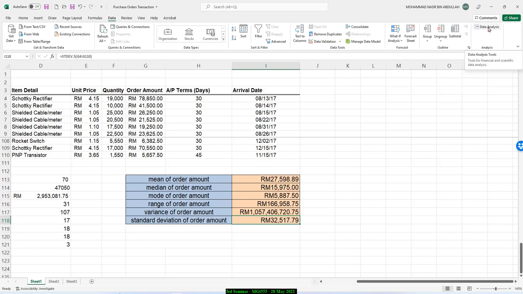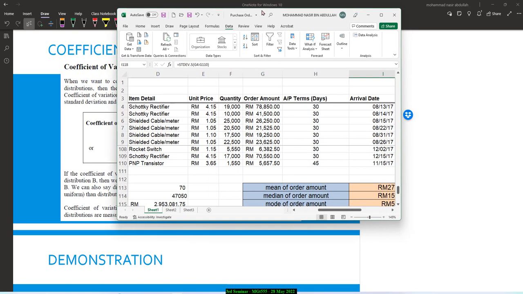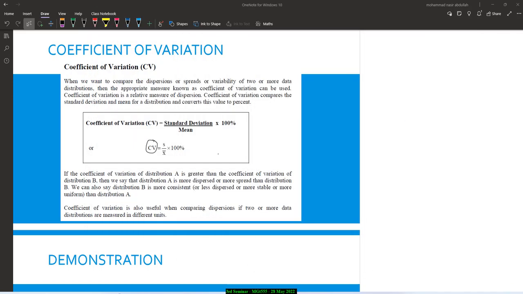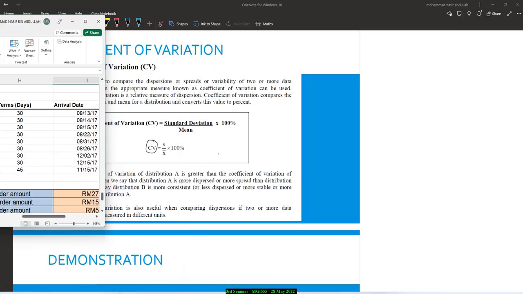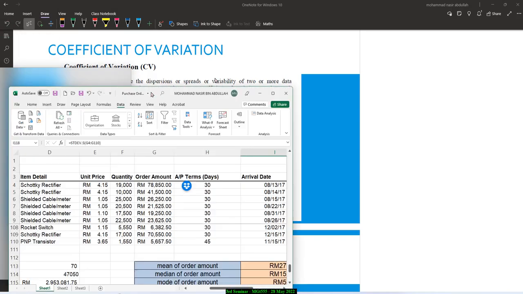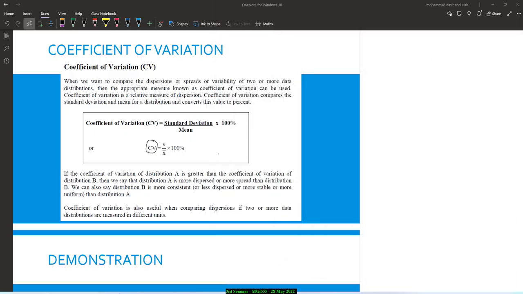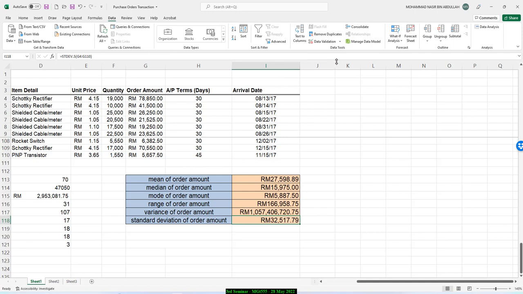kat hujung sekali, you akan nampak Data Analysis. So, data analysis tool for financial and scientific data analysis. Kalau tak ada, sepatutnya ada lah, I kecilkan ke I punya screen yang monitor yang kecil pun mesti ada. Kalau tak ada, you boleh tengok dekat hujung. Dia ada macam arrow kat hujung ni. You boleh tekan sampai hujung. You akan jumpa juga akhirnya nanti. Semua dapat? Nurul Hafizah, okey?